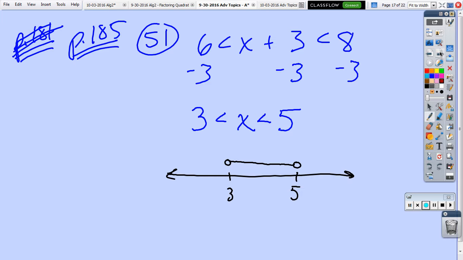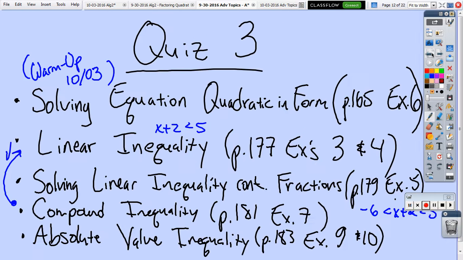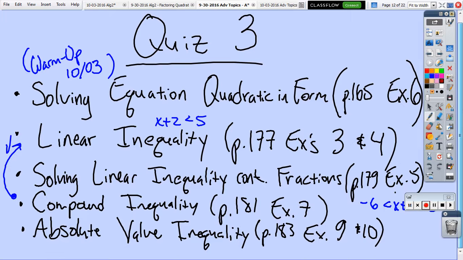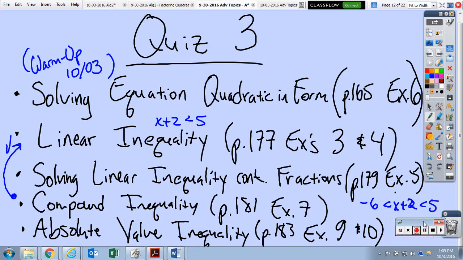So we have this going on. If you have this down, make sure you write this down. If you know compound inequalities, you know how to solve linear inequalities. Like you know how to solve something like negative 6 is less than x plus 2, which is less than 5. Then you know how to solve something as simple as this. This is just a more complicated version of that.